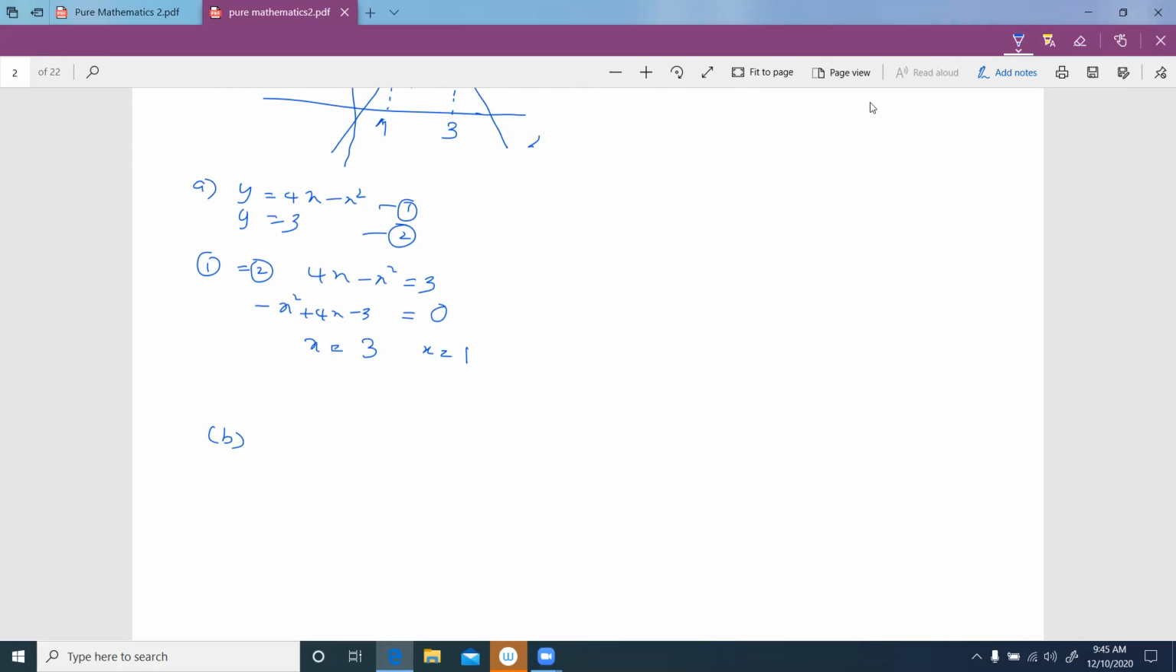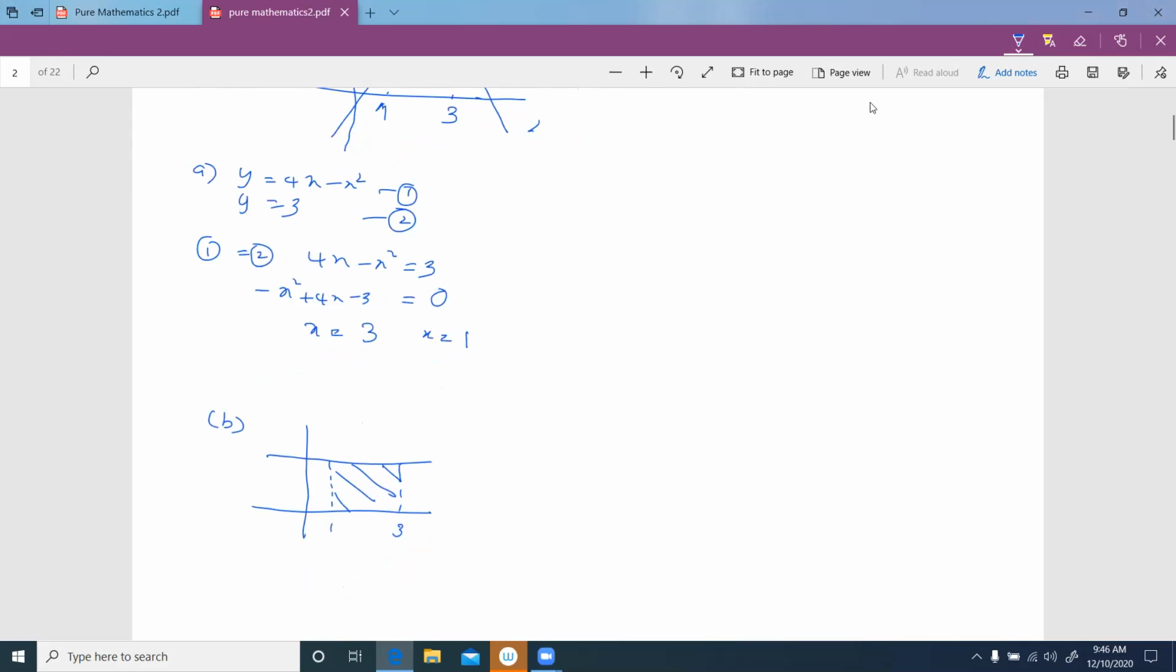Then if you work out part B, initially I will integrate this straight line from 1 to 3. What is the area you receive? If you integrate it from 1 to 3, you get an area somewhere like this. Here the line is y equals 3, therefore this height is 3, and here the length from 1 to 3 is 2. So this area becomes 3 times 2, that is 6. That's the first part, right?